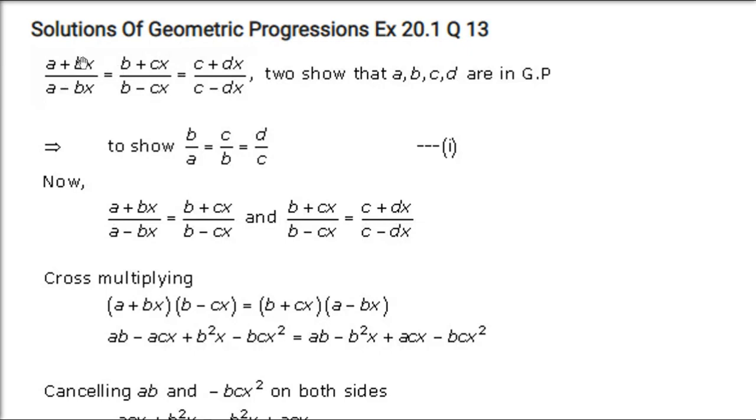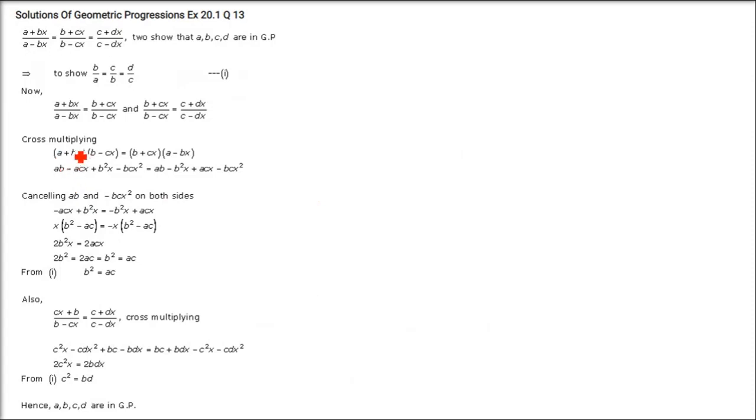B by A should be equal to C by B equals D by C. So take them separately, first two and then last two. So let us cross multiply it. So I'll just show you how to do this. I'm taking these two: A plus BX by A minus BX equals B plus CX by B minus CX.